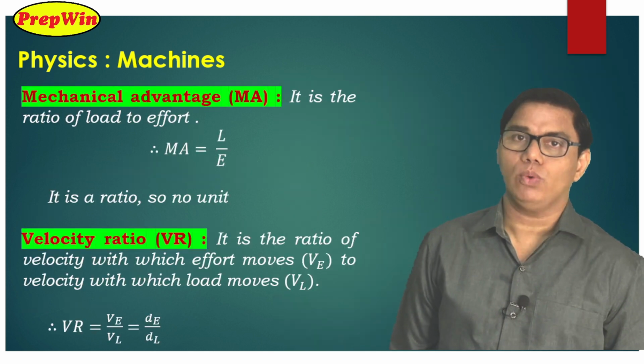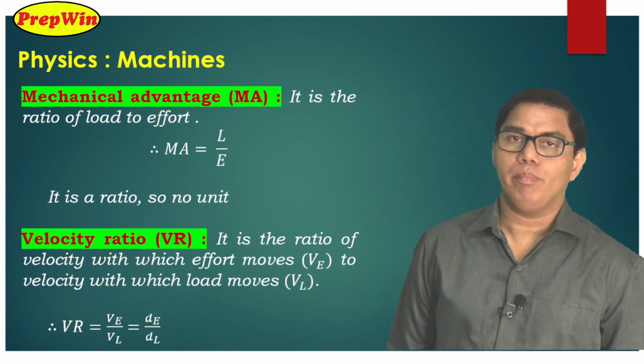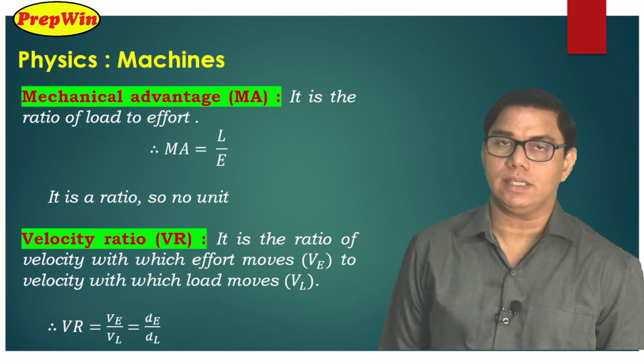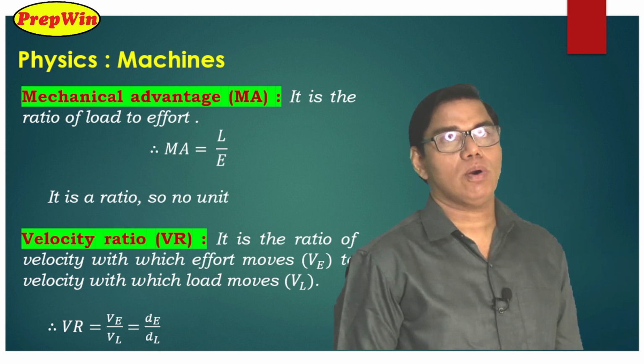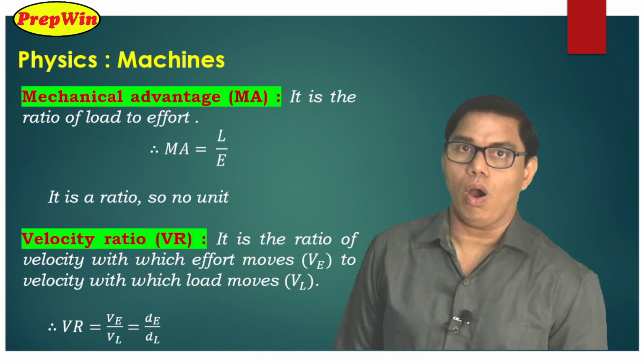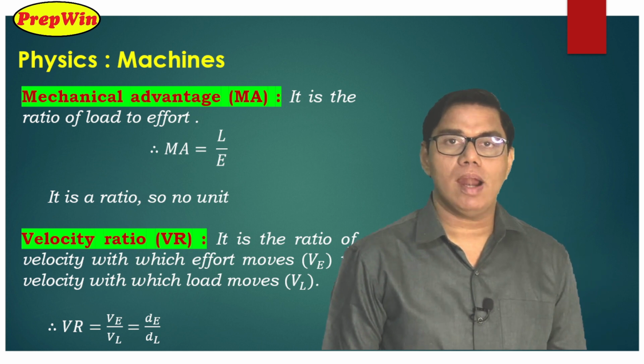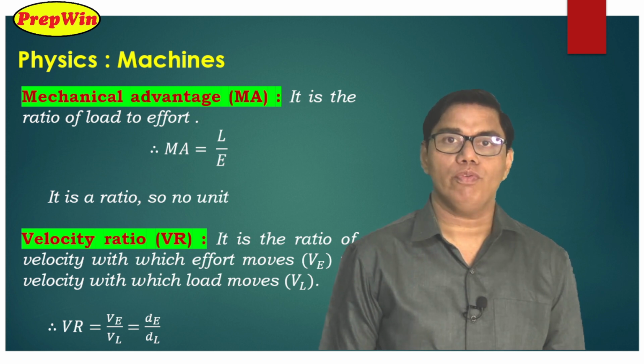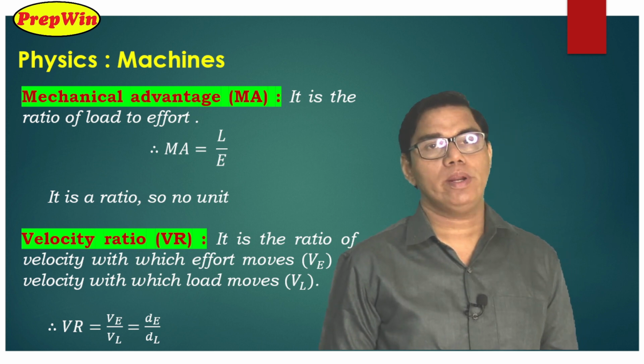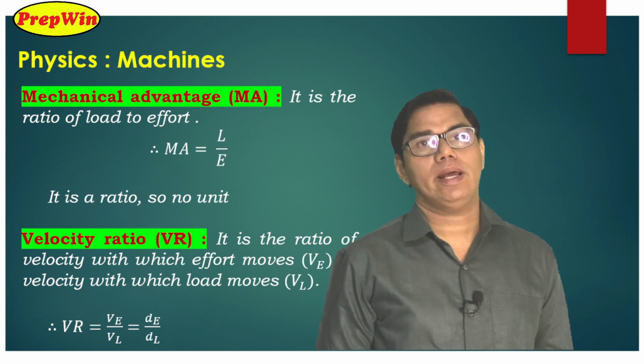Now it's time to learn the definition of mechanical advantage and velocity ratio. Mechanical advantage or MA is the ratio of load to the effort. And remember, mechanical advantage is the ratio of two forces, so it has no unit. As we all know, a ratio does not have a unit.